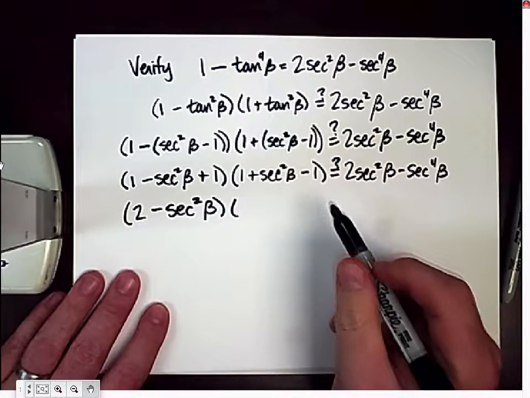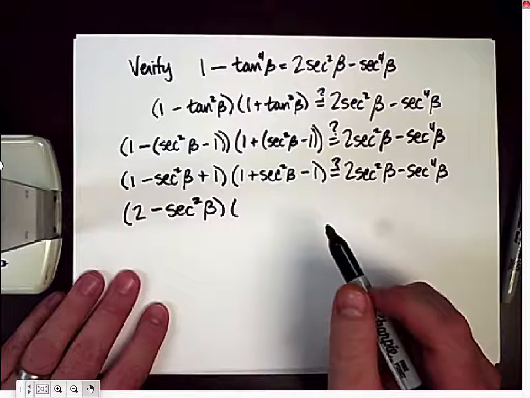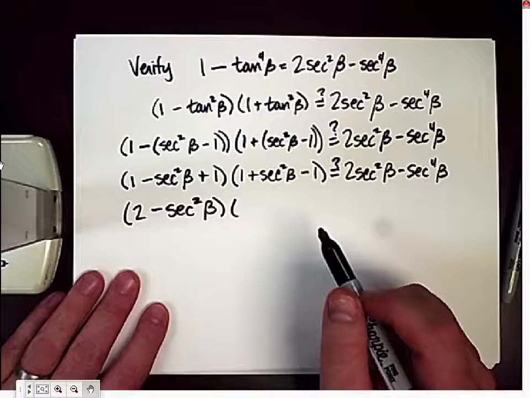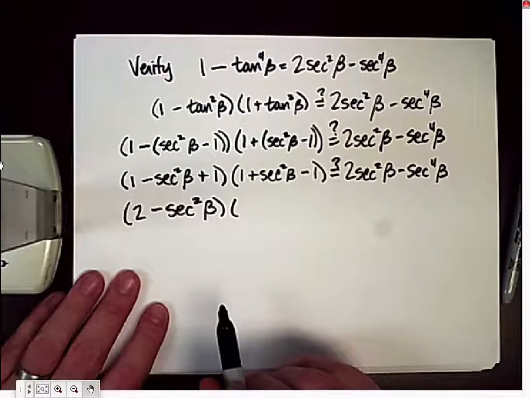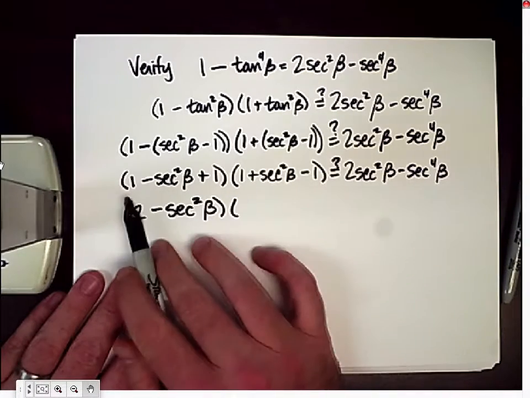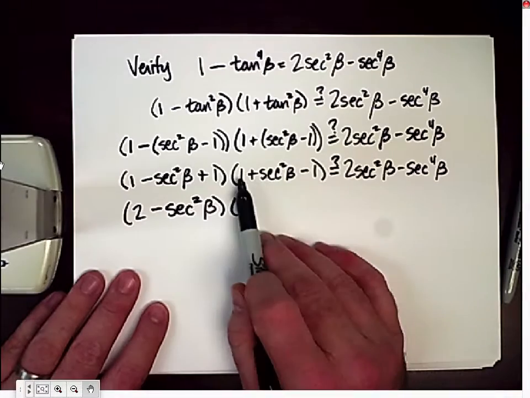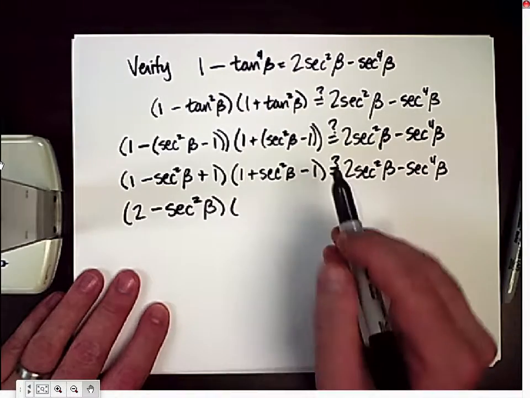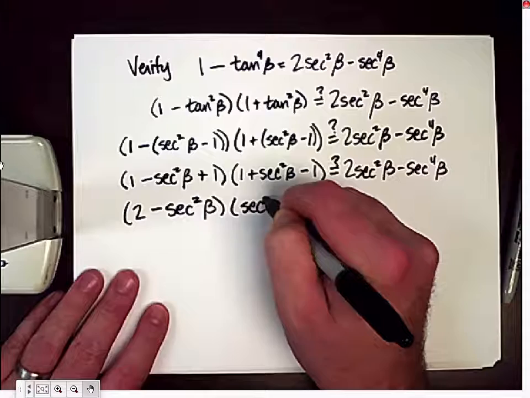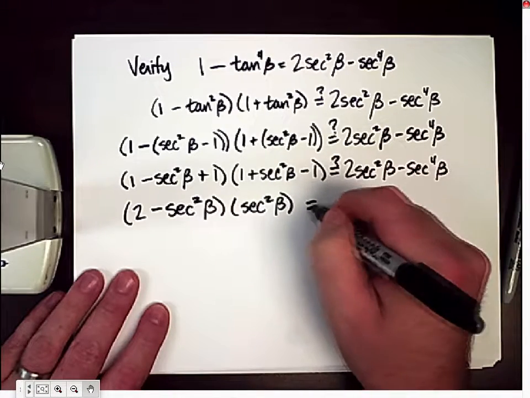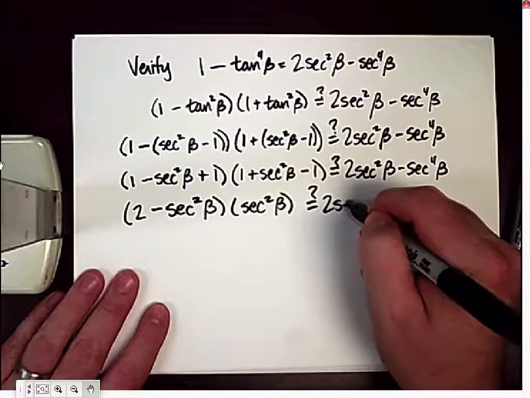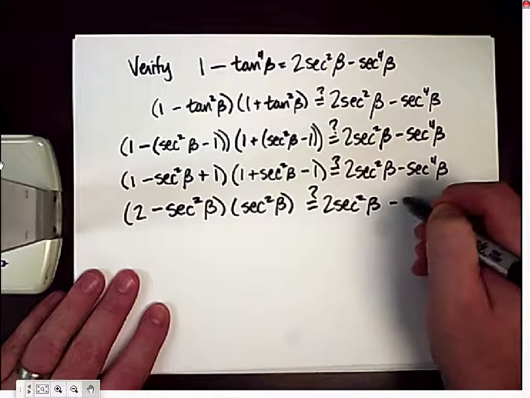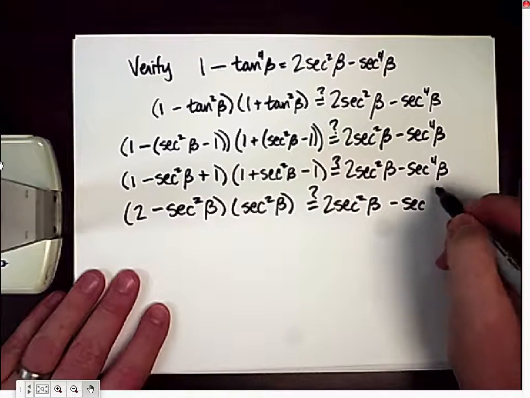Hold up. Where did you get that? Wait a minute, I just got lost. Where? The 1 and 1. Okay, I see it. 1 plus 1 is 2. 1 minus 1 goes away, and that's just secant squared beta. I didn't see the other one, that's why I got confused. Oh, you just got rid of the inside parentheses. Yeah, just distributed the minus and distributed the plus.